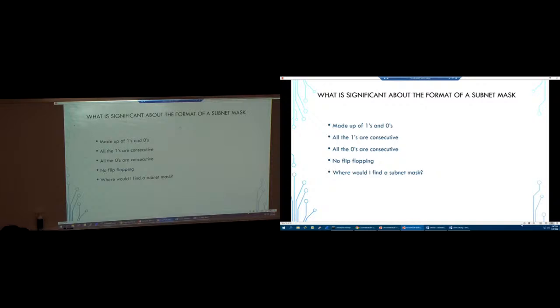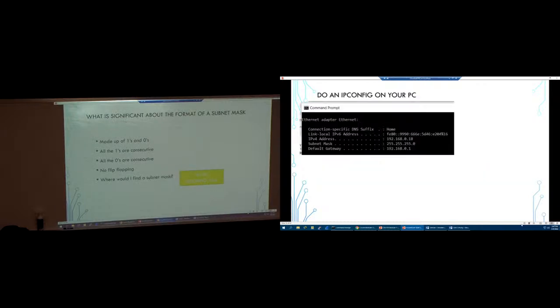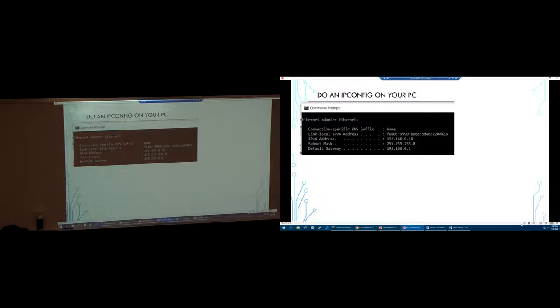But with a subnet mask, you're always going to see 1s followed by 0s. There's never going to be flip-flopping. It's never going to be flip-flopping, okay? So we already looked and we saw that the ipconfig gives us our subnet mask. Okay, right, that's what we just looked at.